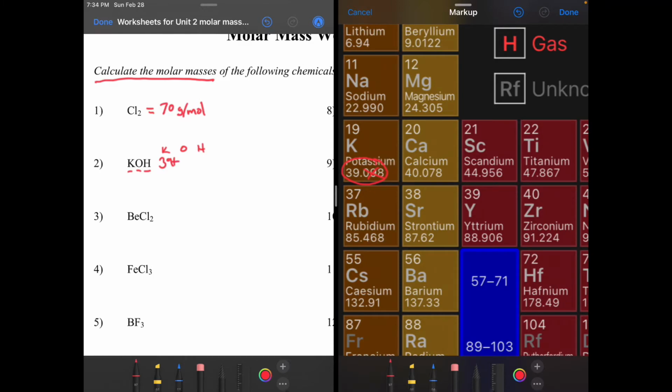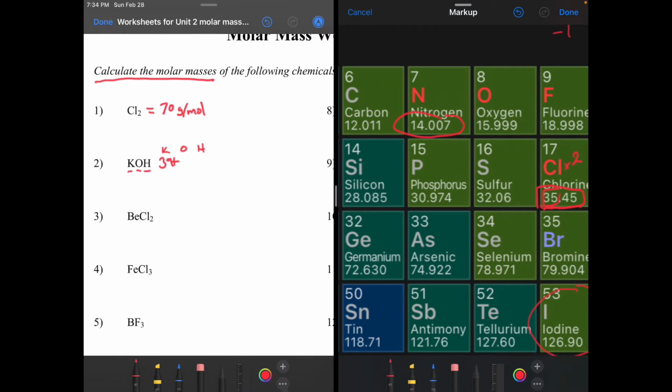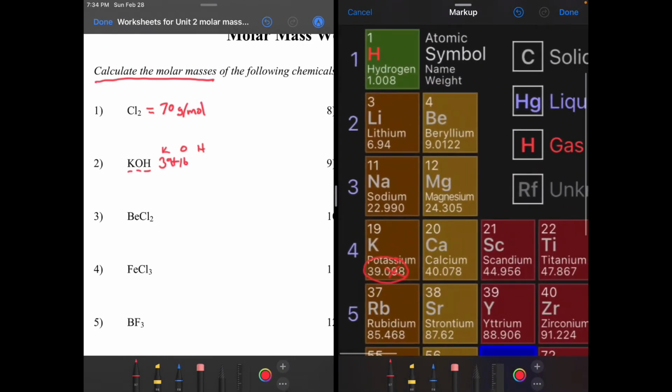39 plus oxygen is going to be 16. We're going to round that. So plus 16. And then we're going to go find hydrogen. And hydrogen, we're going to round it to 1, plus 1. So this is pretty simple. The potassium hydroxide has a molar mass of 39 plus 16 plus 1. And that is going to give us a molar mass of 56 grams per mole. Simple. Let's do a few more.